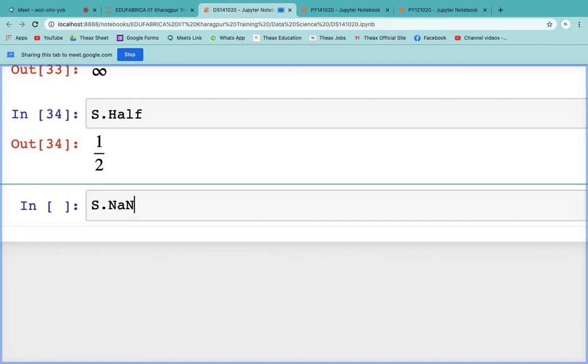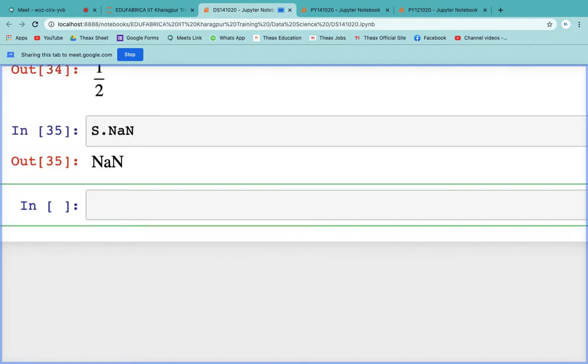For not a number, we'll discuss all these things in detail in NumPy and Pandas. Not a number is basically nothing, right? So if you write not a number multiplied by 5, obviously you get not a number, because 5 is not getting multiplied with anything. If it is not multiplying with anything, how can you get results?